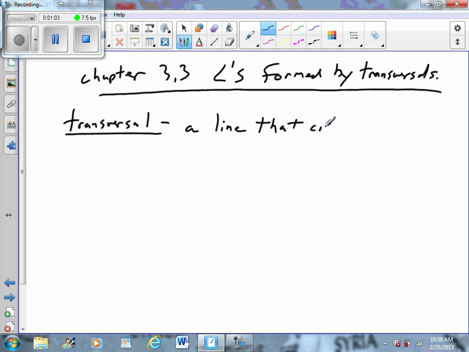Right there. Two or more coplanar lines at different points. Jason, read it.